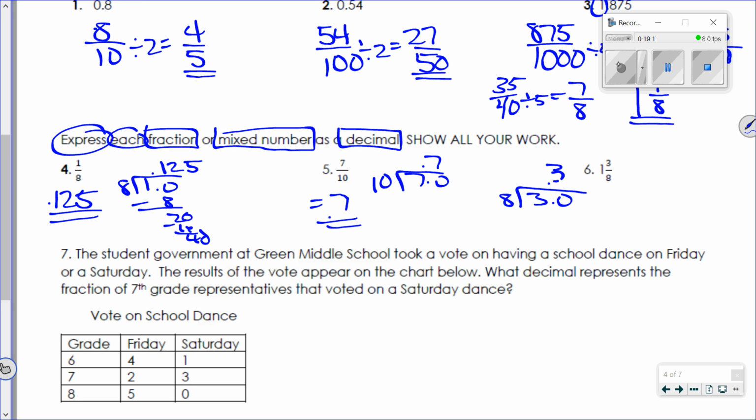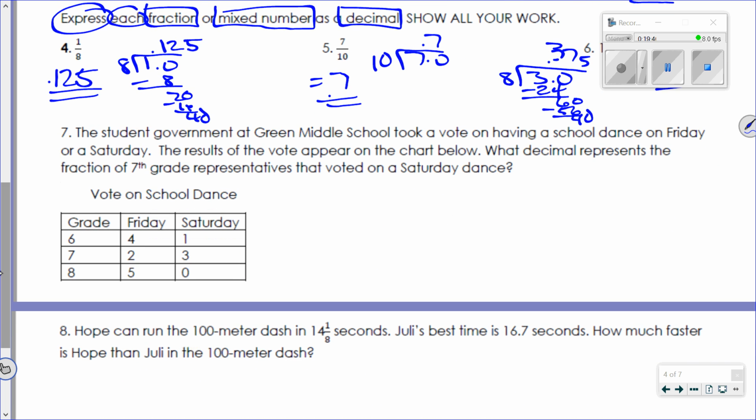Okay, so I did a couple while the announcements were going. Here we've got a 3, a 7, and a 5. So again, do the fraction piece first, then put the whole number in front of it. So 1 and 375 thousandths. Okay? The next one. The results are up here.